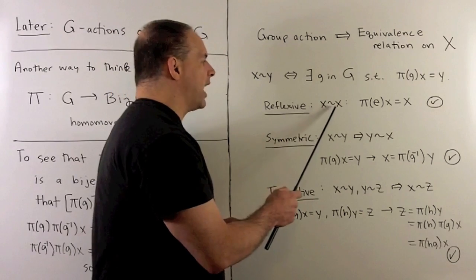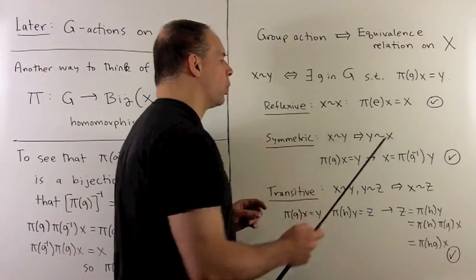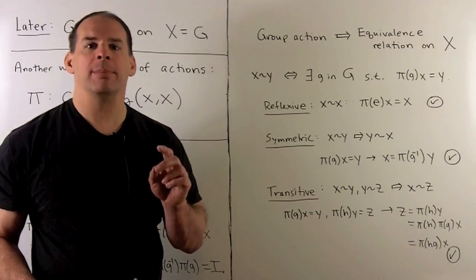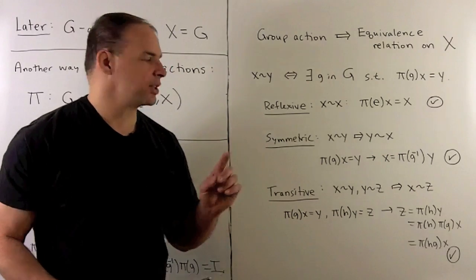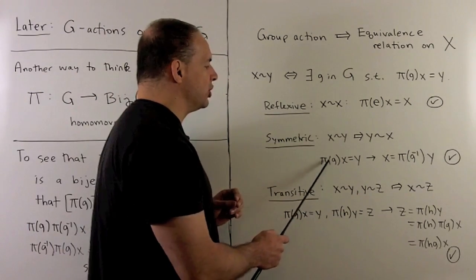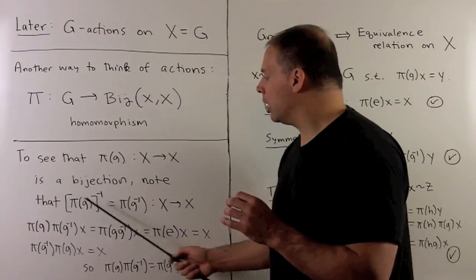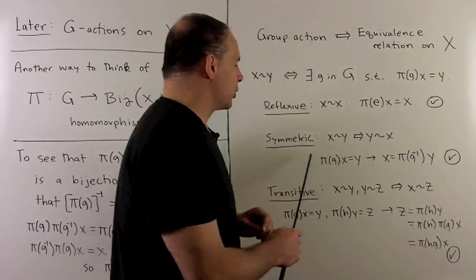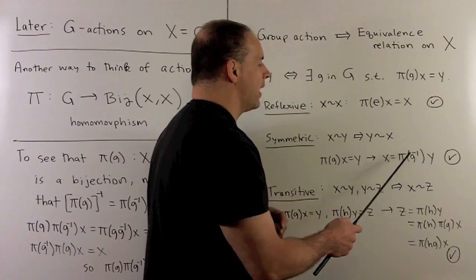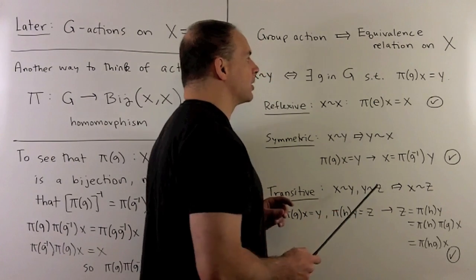To show that X is related to X, I just set our group element to the identity. So that's straightforward. To show symmetric, we want to show if X is related to Y, then Y is related to X. So if X is related to Y, we have some G such that pi of G of X is equal to Y. By our formula here, we can push this to the other side to get X equal to pi of G inverse on Y. And then we just let our group element be equal to G inverse. So we have that Y is related to X.